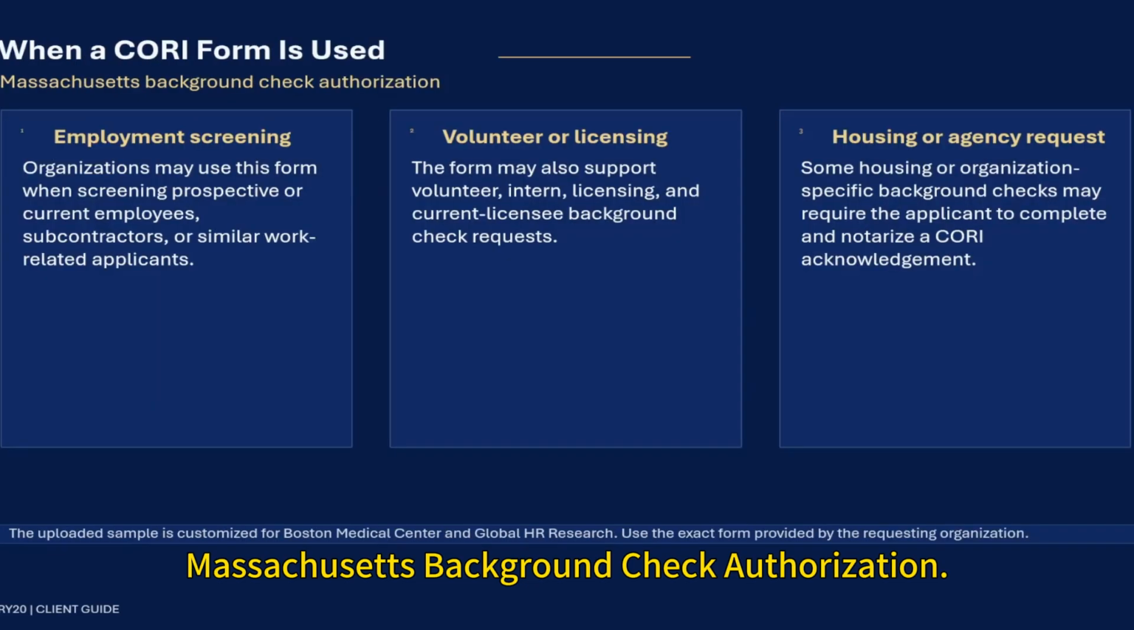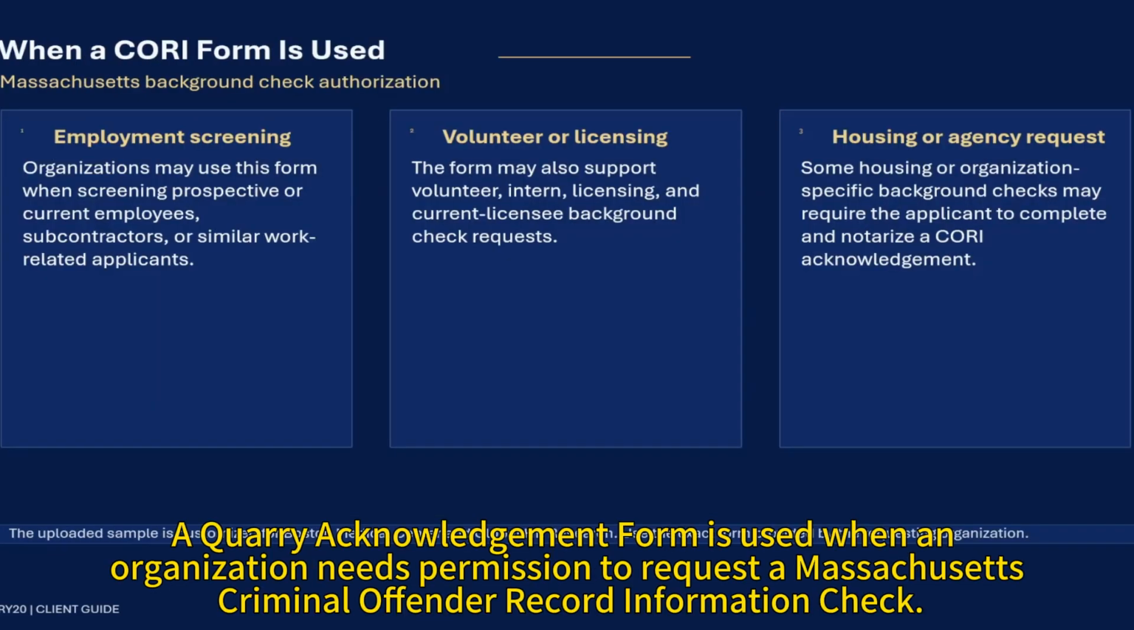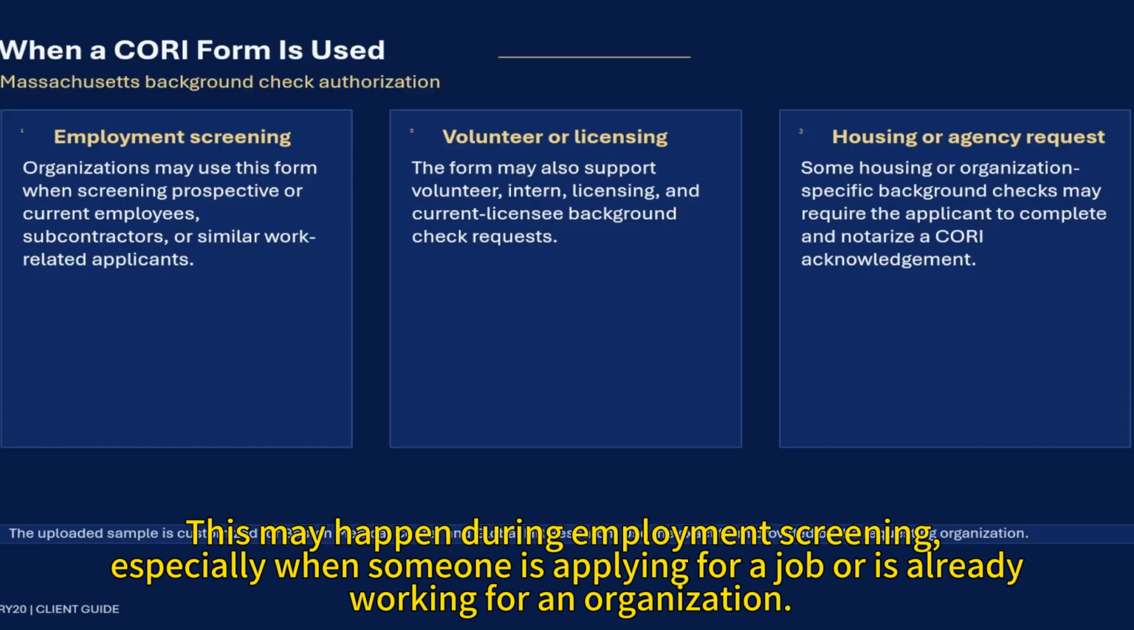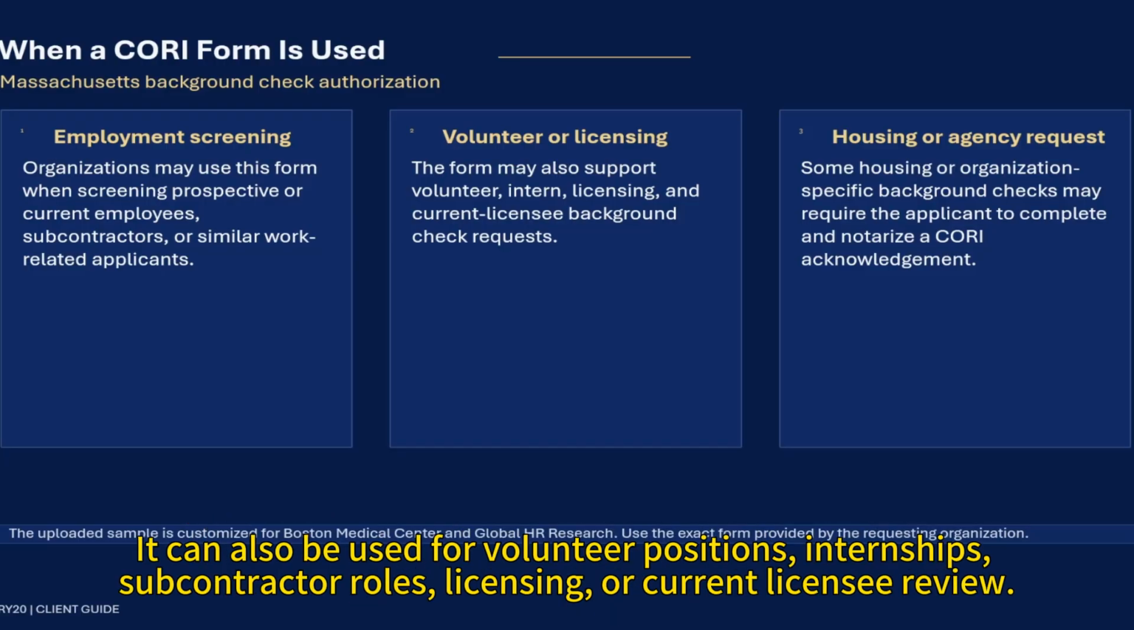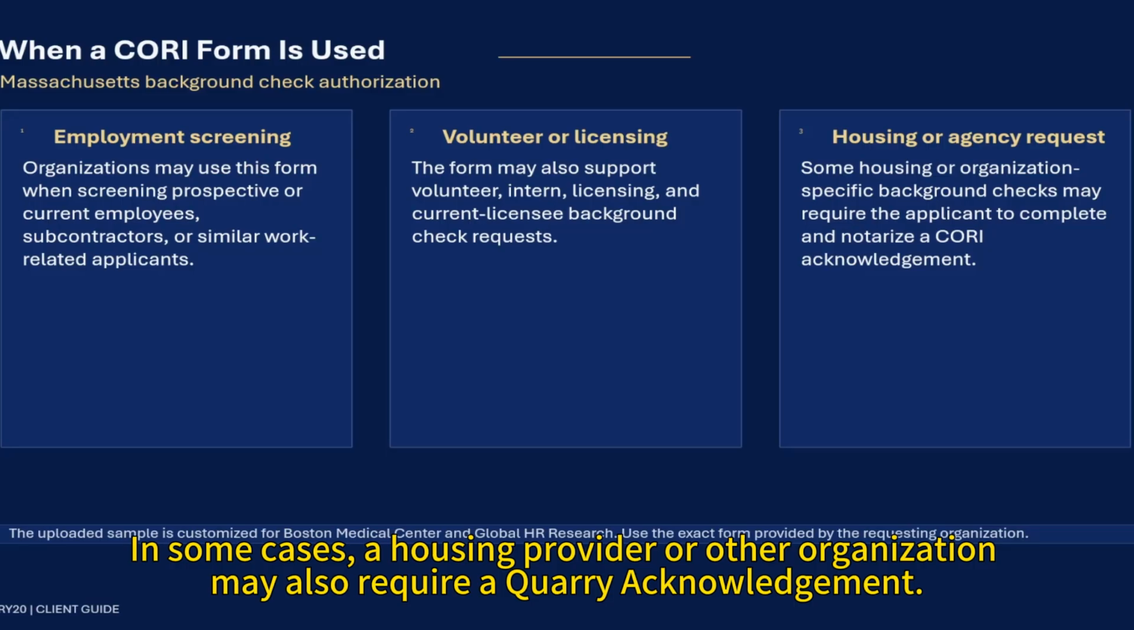Massachusetts background check authorization. A CORI acknowledgement form is used when an organization needs permission to request a Massachusetts criminal offender record information check. This may happen during employment screening, especially when someone is applying for a job or is already working for an organization. It can also be used for volunteer positions, internships, subcontractor roles, licensing, or current licensee review. In some cases, a housing provider or other organization may also require a CORI acknowledgement.